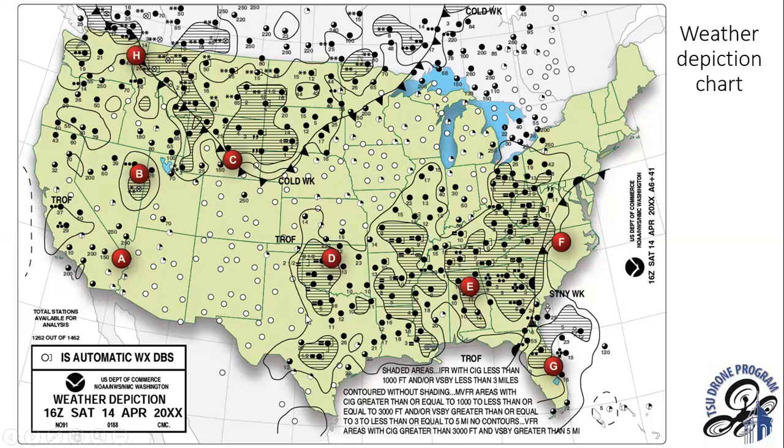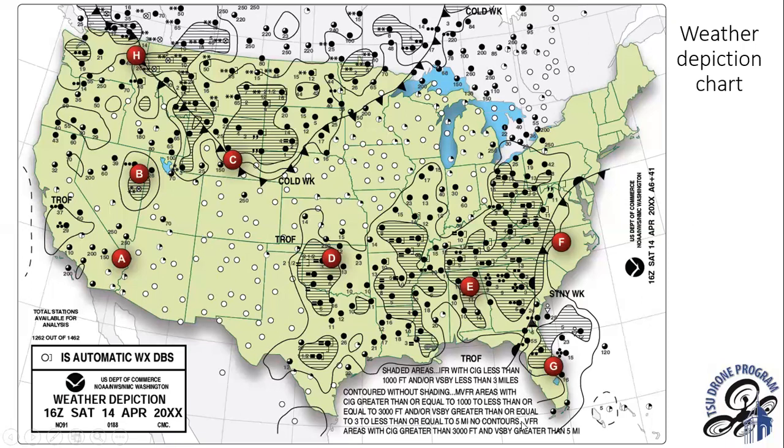And then in the areas that are surrounded by the contour lines, but they're not shaded, we have MVFR. So VFR means visual flight rules. So you can see there's no issues with being able to see out of the cockpit. MVFR is going to mean marginal visual flight rules. So in those areas, we've got marginal visual flight rules with a ceiling greater than or equal to 1,000 to less than or equal to 3,000 feet and or visibility greater than or equal to 3 to less than or equal to 5 miles. And then the areas without any contours means VFR.